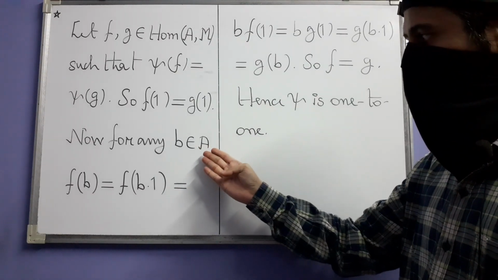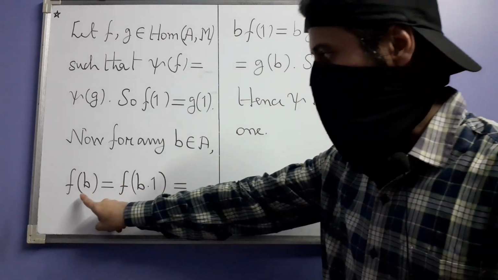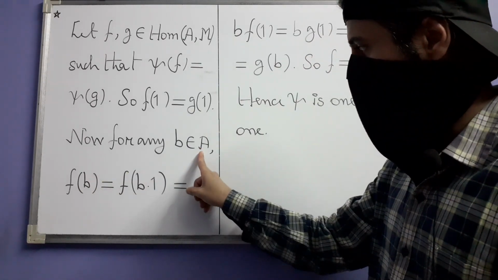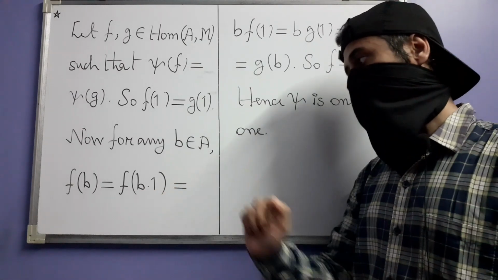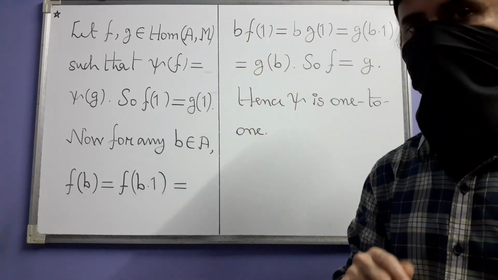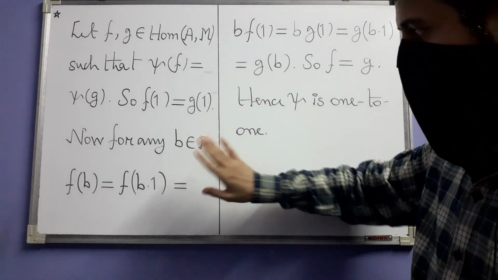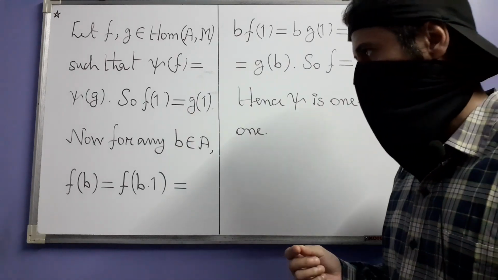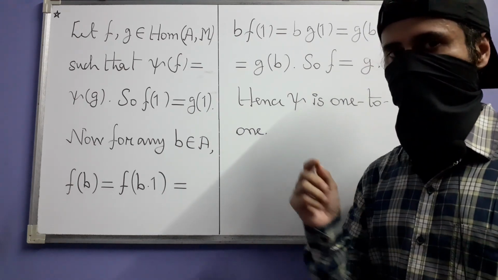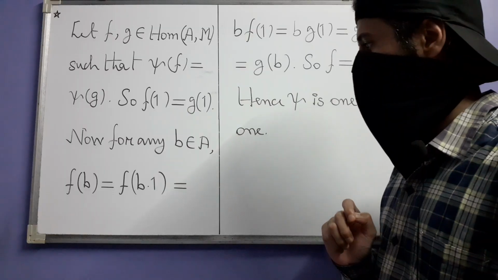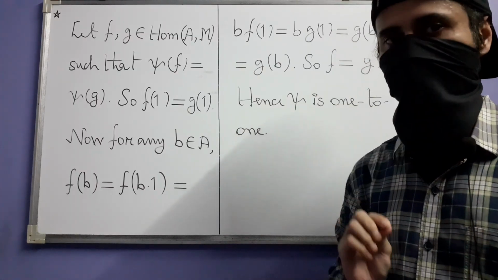So let's take any element b in A. A is the common domain of f and g, and say we consider f of b. Now of course in the ring A we can write b as b times 1. Then f of b times 1 is equal to b times f of 1. How? What is going on here? How are we treating the ring A? We are treating the ring A as also a module, because in Hom(A, M), A is one of the modules, M is the other module. And f is actually a function from the module A into the module M.